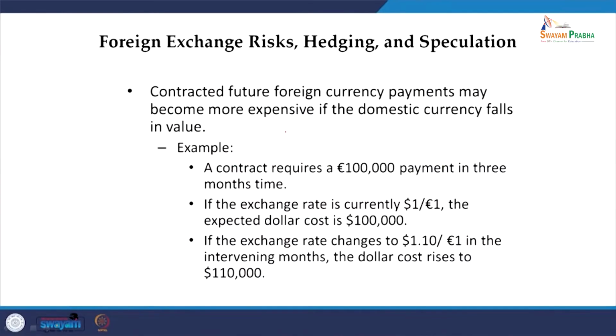So, basically the contracted future currency payments may become more expensive if the domestic currency falls in value. For example, a contract requires 1 lakh euro payment in 3 months' time. If the exchange rate is currently 1:1, 1 euro trading at $1, the expected dollar cost is 1 lakh dollars as against the euro.